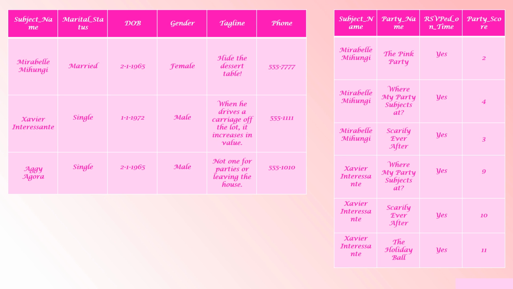We can see that Mirabelle, Xavier, and Aggie all have one single row in the subject table with no duplicate data and no blank spots. We can see that Xavier and Mirabelle each have 3 rows in the party attendance table for the parties they attended, and will have additional rows as they attend more and more parties. Although their names are in both tables and are repeated in the party attendance table, the additional information like their gender, marital status, and date of birth are not repeated. Also note that Aggie doesn't have any rows in the party attendance table, so you don't see all those blank fields for his row.